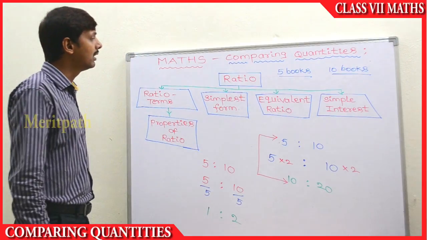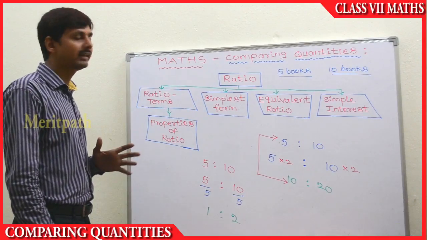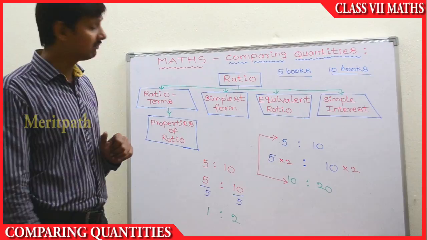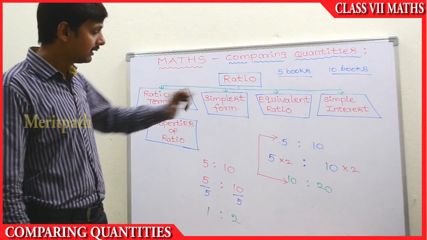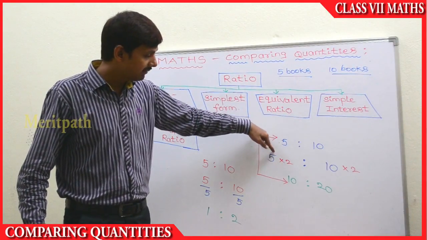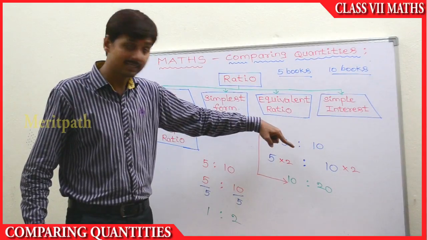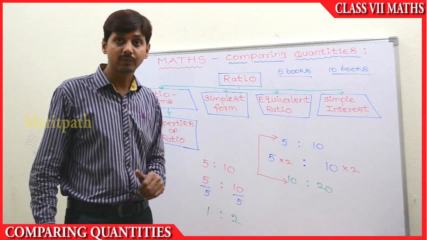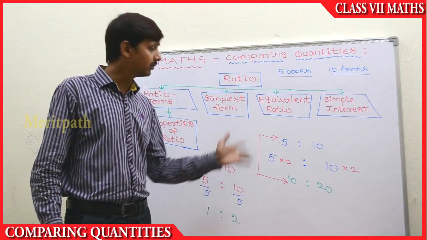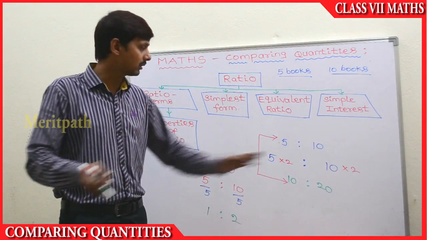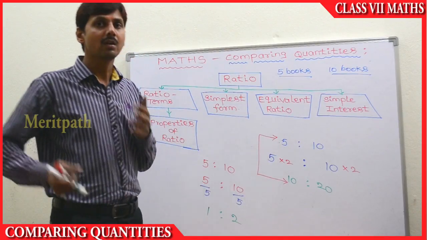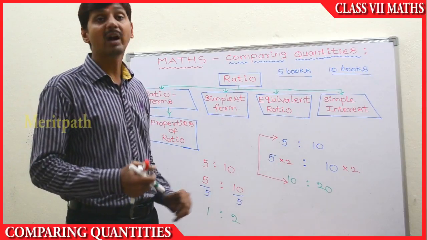Let's discuss equivalent fractions, equivalent ratios. From what we discussed just before, this is 5:10 and we multiply 5 into 2 and 10 into 2. After multiplying by a constant number, we got 10:20. So we understood that both are equal. When we simplify both, this is 1:2 and this is 1:2, both are equal. And this kind of ratios are called equivalent ratios.